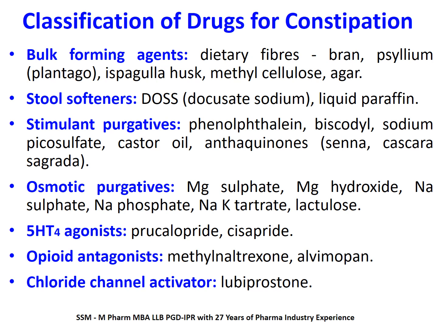Next class is osmotic purgatives. Examples, magnesium sulfate, magnesium hydroxide, sodium sulfate, sodium phosphate, sodium potassium tartrate, and lactulose. Next class is 5-HT4 agonists. Examples, prucalopride and cisapride. Next class is opiate antagonists. Examples, alvimopan and methylnaltrexone. Next class is chloride channel activator. Example, lubiprostone.